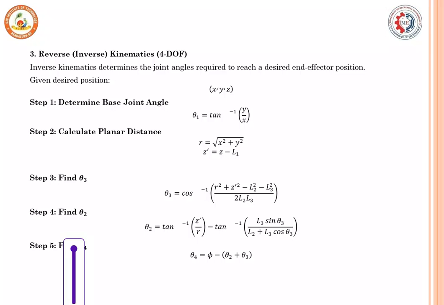Theta 2 can also be calculated by tan inverse of z dash by r minus tan inverse of L3 sin theta 3 divided by L2 plus L3 cos theta 3. Theta 4 is equal to phi minus theta 2 plus theta 3. Like this you'll be able to compute.